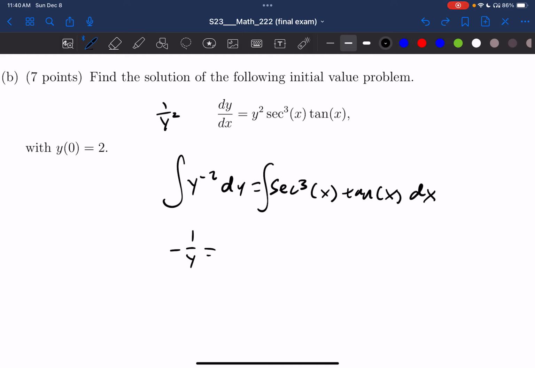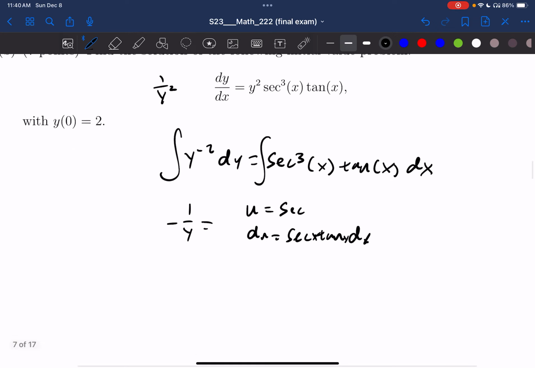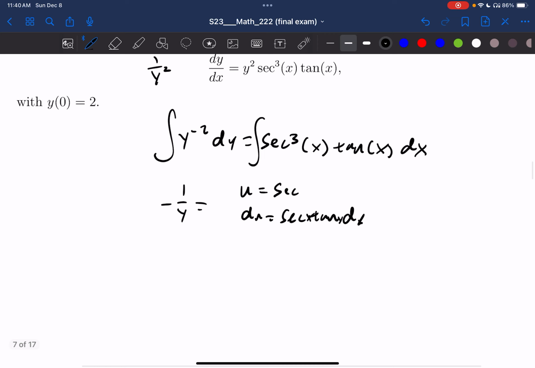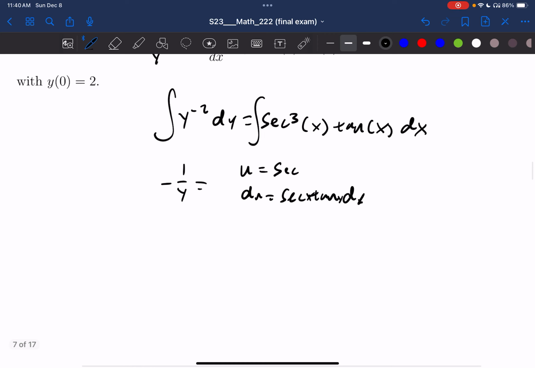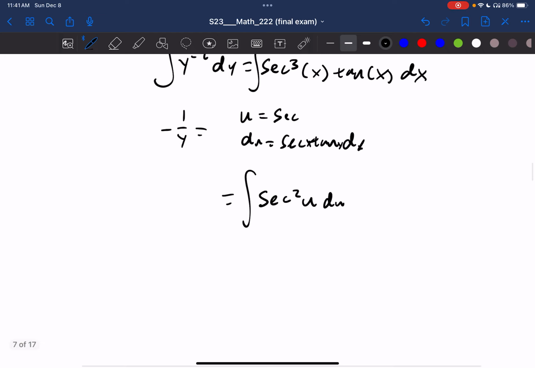But here, if we just set u, so for example, if we set u is equal to secant, right? Our du would be equal to the derivative of secant, which is secant tangent dx. So therefore, a secant will cancel out and a tangent will cancel out. So now we have the integral of, one secant will cancel out, leaving us with secant squared, so secant squared u, and the tangent will be canceled out, so du. Okay, this makes it a lot easier.